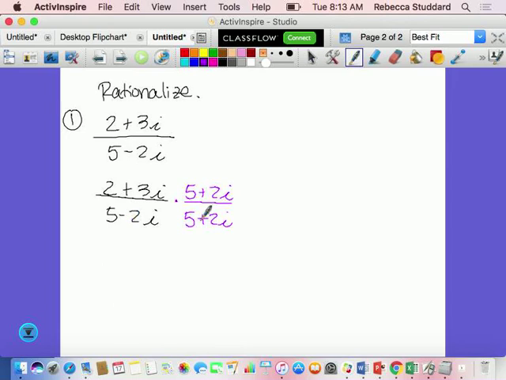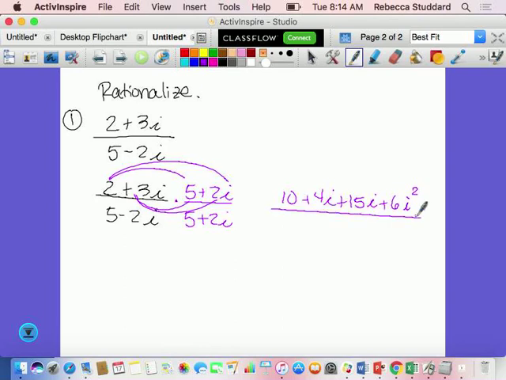And now you just FOIL it out. That's going to be 10 plus 4i plus 15i plus 6i squared. Don't forget, one of the common mistakes that people make is they forget 3i times 2i is 6i squared. A lot of people will forget and put i, but i times i is i squared.